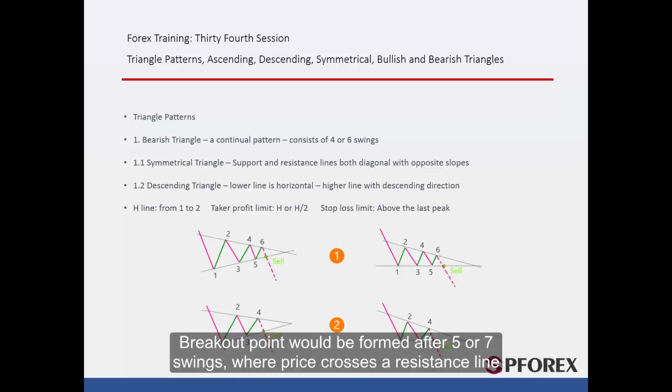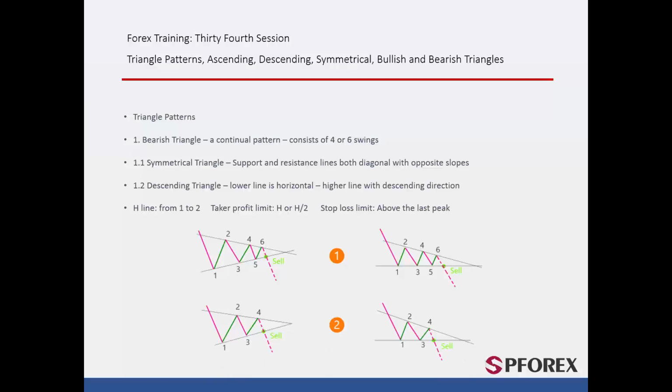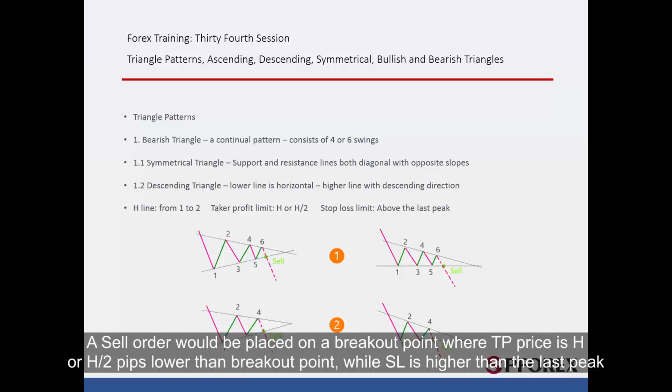Breakout point would be formed after 5 or 7 swings, where prices cross a resistance line. A sell order would be placed on a breakout point where TP price is H or H2 pips lower than the breakout point, while SL is higher than the last peak.